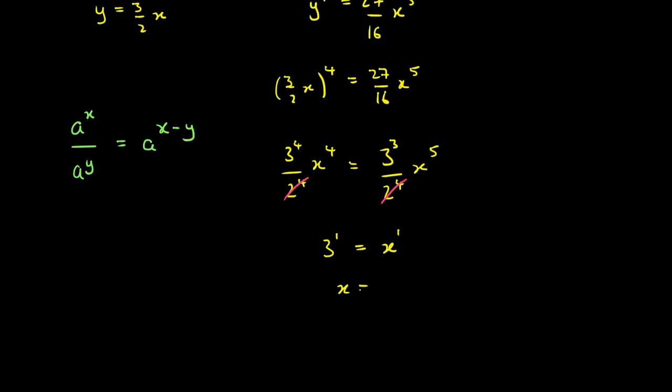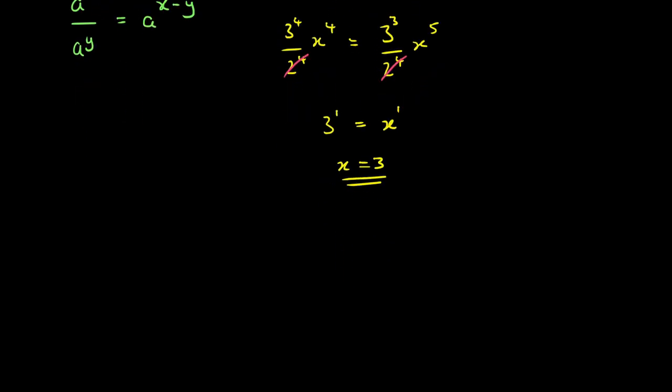Okay, so we've got x is equal to 3. And if x is equal to 3, we can find out what y is. We just substitute in: y is equal to 3 upon 2 times 3, which is equal to 9 upon 2. Okay, so I get the two answers there: x is equal to 3 and y is equal to 9 upon 2.